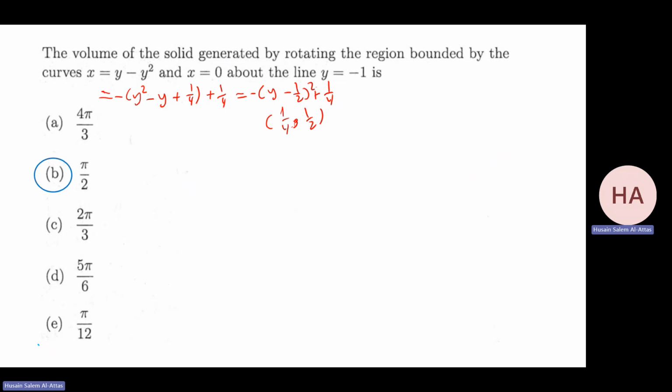So I have the parabola. This is my parabola. I have 1 over 4, the x value, and y equal half. Half, 1 over 4. And the parabola is doing something like this. It passes through the origin. And x equals 0 means the y-axis. I'm talking about this region. And what is the axis of revolution? y equals minus 1. This is my axis of revolution.